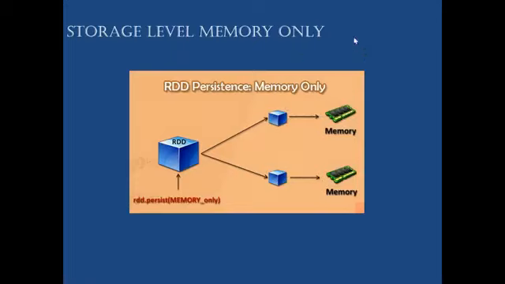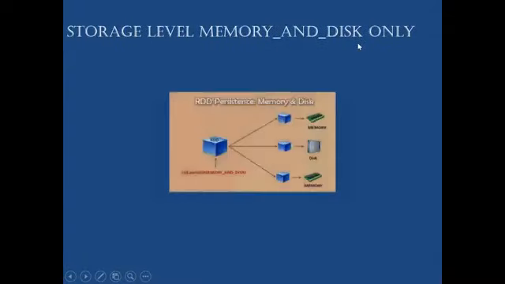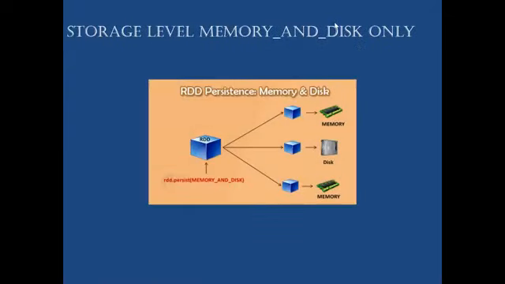So let's say memory is not sufficient. What happens in that case? See, memory and disk means if you try to put this entire partition in memory, and while you are trying to cache it, the memory is not sufficient for this partition, then you can write it to disk as well. So that is the choice you need to take: memory only, memory and disk, whatever option you want to use, you can use.